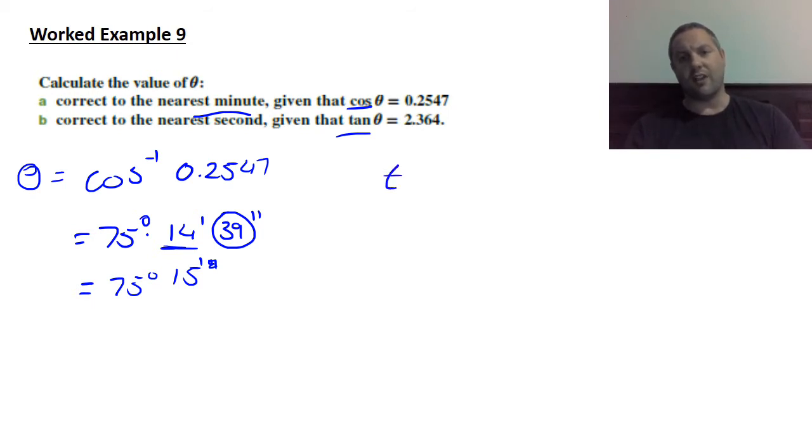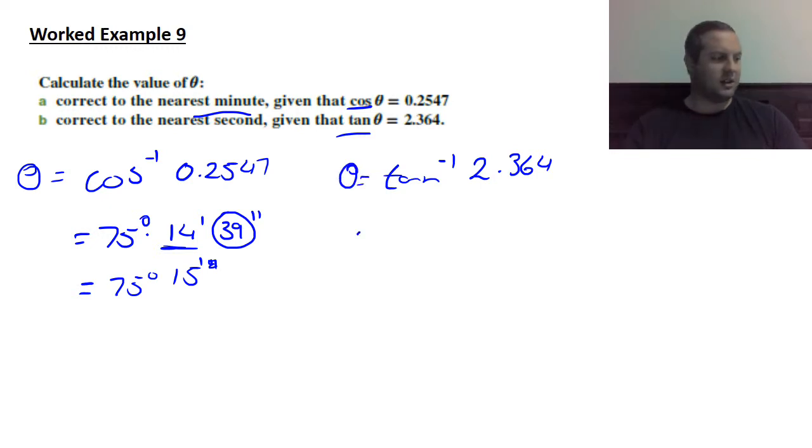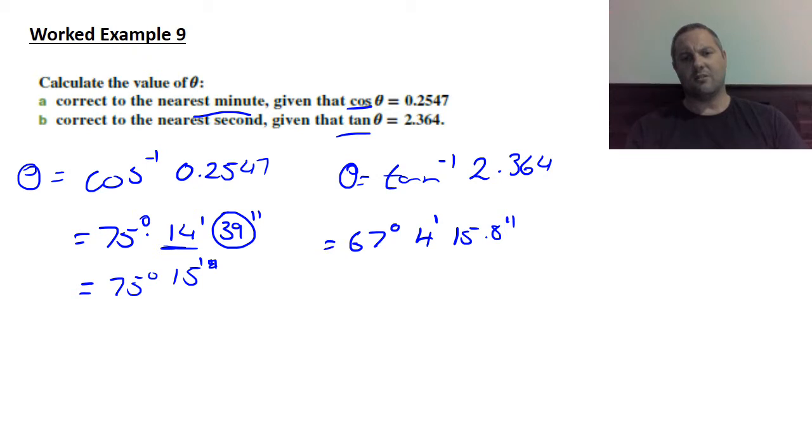For question B, same thing. We're doing inverse of tan this time. So we're going to put inverse of tan, put your number in, 2.364, and then basically you're going to get your angle again. Okay, your angle is going to be 67 degrees, 4 minutes, and in this case 15.8 seconds. Okay, from here all you're going to do is round to the nearest minute. 15.8 isn't halfway, so it stays the same, so 67 degrees, 4 minutes. Okay, and that becomes your answer.